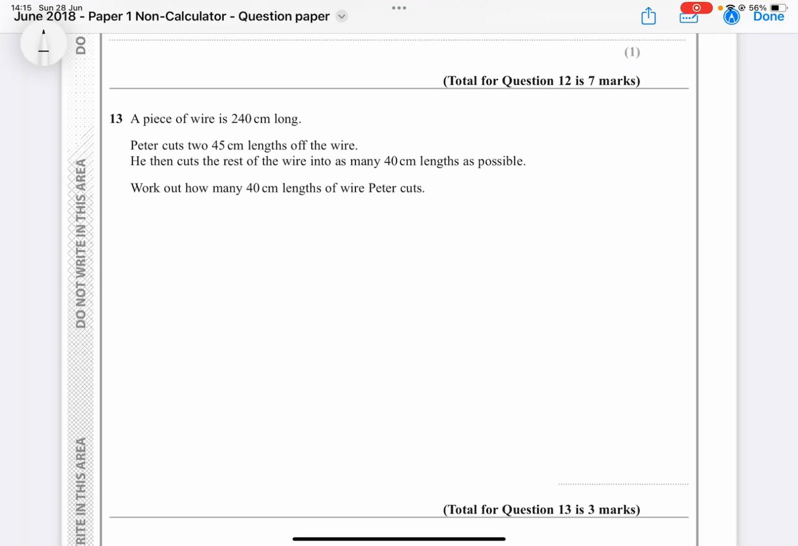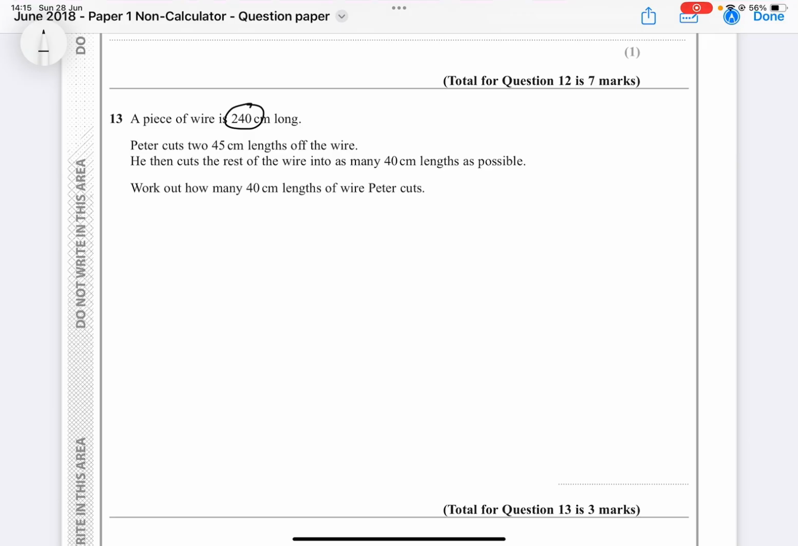Okay, so on to question 13 now. It says a piece of wire is 240 centimeters long. So this is our total length over here. Peter cuts two 45 centimeter lengths off the wire. He then cuts the rest of the wire into as many 40 centimeter lengths as possible.